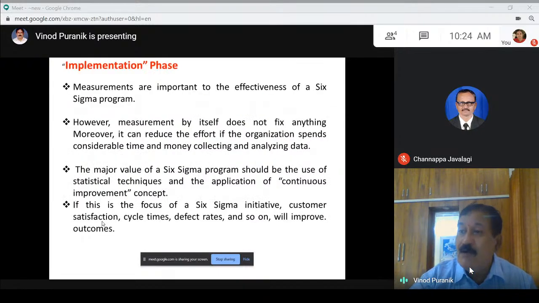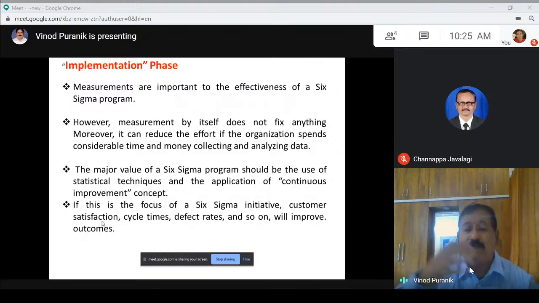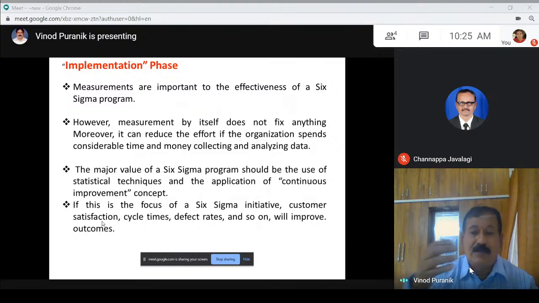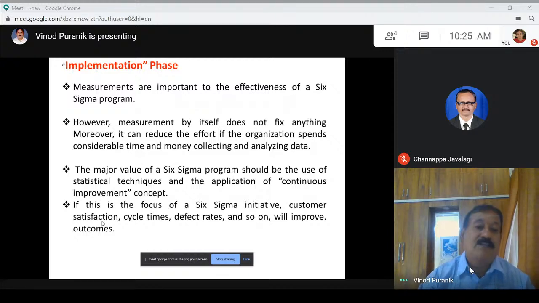Then, very important, are the implementation phase and the improvement phase. So far, what we have done is defining, measuring, and analyzing. Now very important is how we are able to implement it. Measurements are important to the effectiveness of Six Sigma programs, very, very important. The previous speakers also told this.